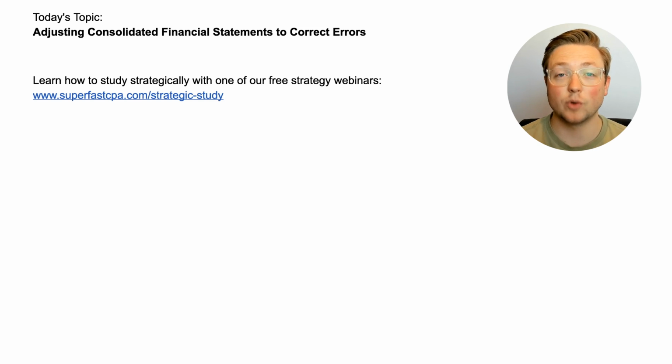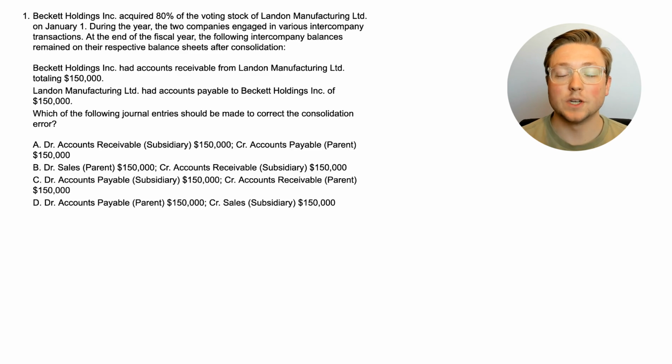With all that said, let's dive straight into the questions. Alright, here we are at question 1. Beckett Holdings, Inc. acquired 80% of the voting stock of Landon Manufacturing Ltd. on January 1st. During the year, the two companies engaged in various intercompany transactions. At the end of the fiscal year, the following intercompany balances remained on their respective balance sheets after consolidation. Beckett Holdings, Inc. had accounts receivable from Landon Manufacturing totaling $150,000, and Landon Manufacturing had accounts payable to Beckett of $150,000. So it's the same thing. Which of the following journal entries should be made to correct the consolidation error?